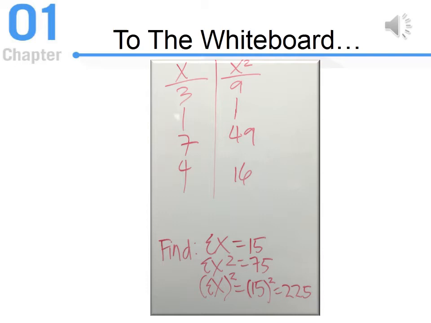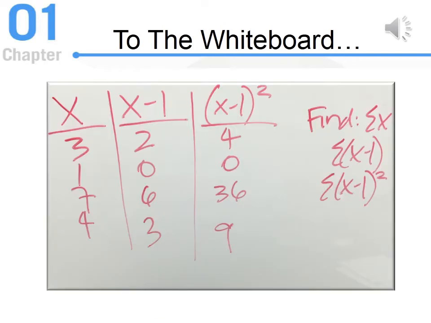Using our order of operations, we know that that's telling us to do the exponents first, so we have to square each of the values and then add them up. So 9 plus 1 plus 49 plus 16 equals 75. That is the sum of x squared. The third item that we want to find is the sum of x's squared. Remember, order of operations, we have to do the parentheses first, so that means add up all of the x's. We already know the sum of x equals 15, so when we square that, we get 225.